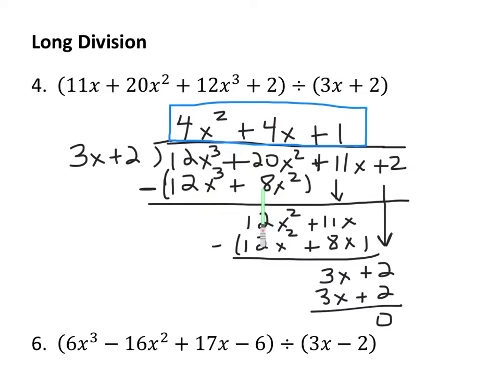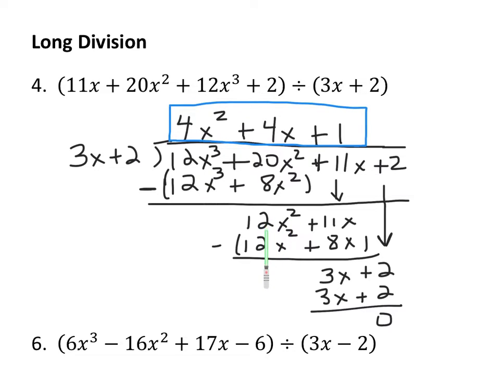Then I put parentheses around that and I subtract, because I have to subtract both of these terms. This seems to be where we're getting stuck, or we're making a mistake right here. Make sure that you're subtracting both of these terms. So 12x to the third minus 12x to the third, of course, is 0. Then 20x squared minus 8x squared leaves me with 12x squared.